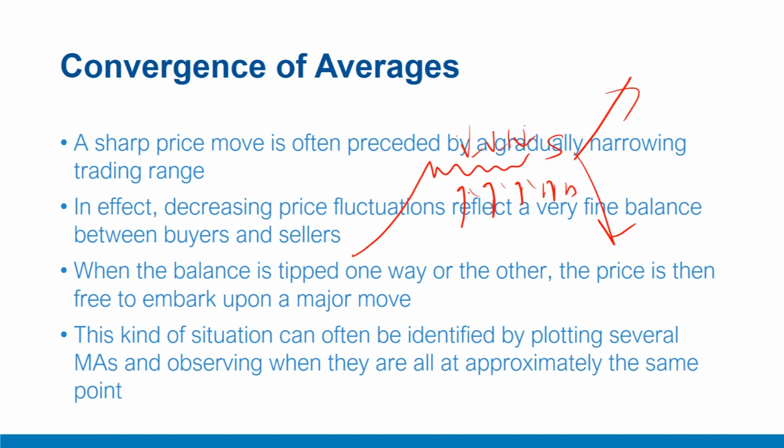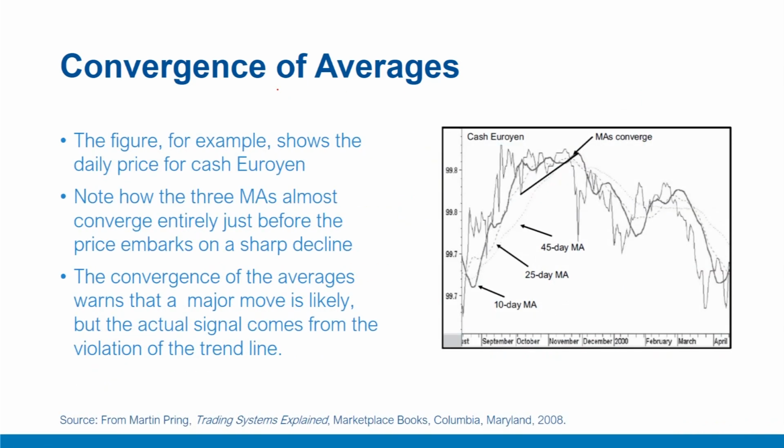This kind of situation can often be identified by plotting several MAs, multiple MAs, and observing when they are all approximately at the same point or converging with each other. Have a look at this diagram here. The figure shows the daily price for cash euro yen. Notice the three MAs: 10-day MA, 25-day MA, and 45-day MA. How these three MAs almost completely converge just before the price embarks on a sharp decline here. The convergence of averages, all three averages converging here, warns that a major move is likely.